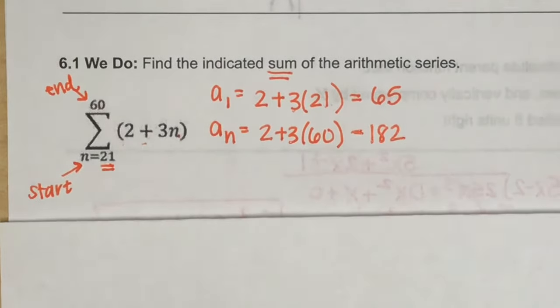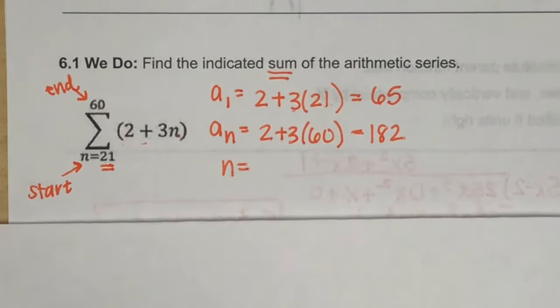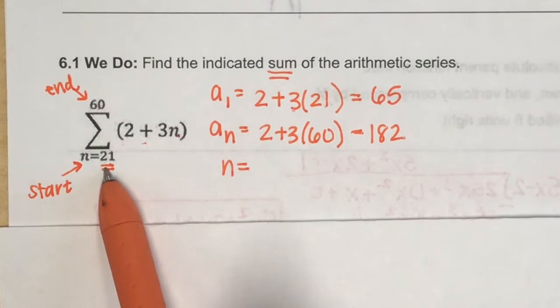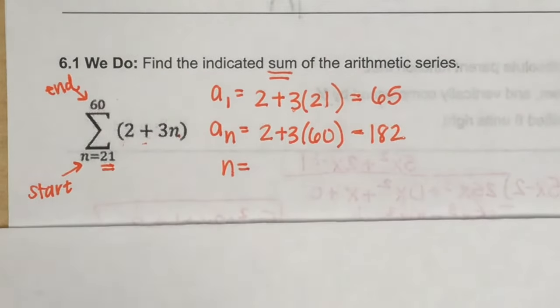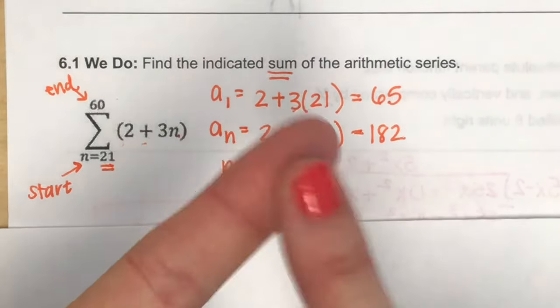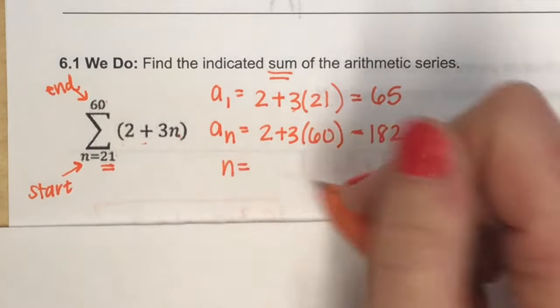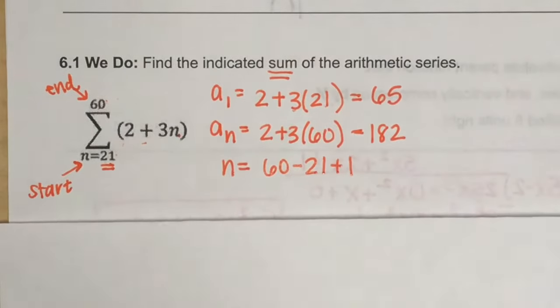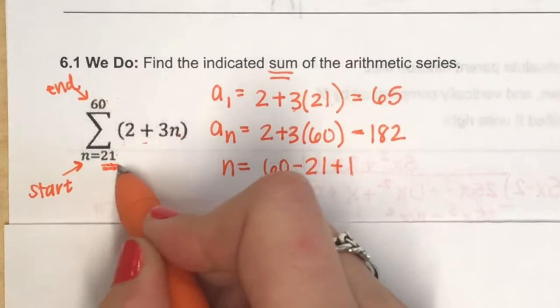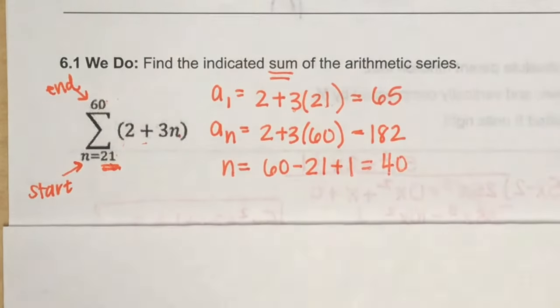Now the last part I need before I can find the sum is the number of terms. So if I start at the 21st term and I end at the 60th term, I need to know how many terms that is. Well, you could sit here and count 21, 22, 23, 24, and so on, but that's a lot of work. So you can just take these two numbers, subtract them, and then make sure you add 1 at the end because you have to include the 21st term. So if I do that, I get 40.